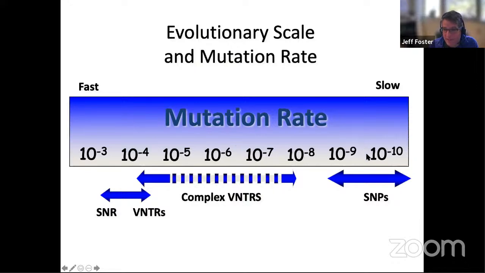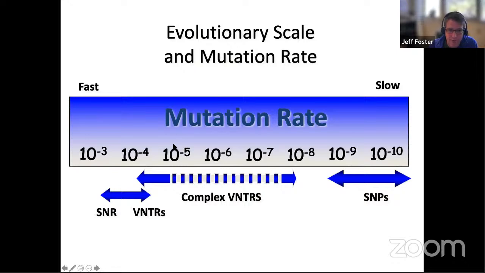But the benefit of SNPs is that we oftentimes have hundreds, if not thousands of them. And so even though they evolve more slowly, we in general have a lot more of them. And so we have a lot of power to look at the relationships of different isolates or strains using SNPs. But VNTRs have their role as well.